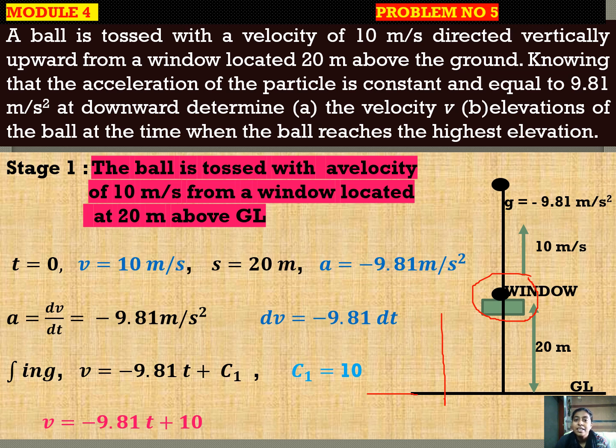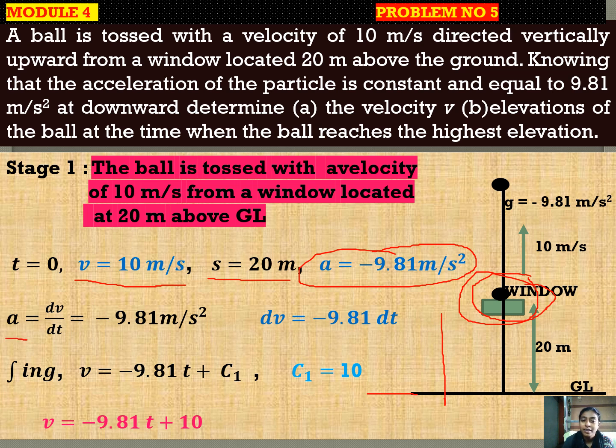Now, the acceleration of the particle is constant and it is equal to 9.81 meter per second square. The downward acceleration is 9.81 meter per second square, so we will take the upward acceleration as minus 9.81 meter per second square. We are asked to determine the velocity. The ball is thrown from the window with a velocity of 10 meter per second, so we take v equal to 10 meter per second when t is equal to 0. The starting distance is 20 meter from the ground level. Acceleration is minus 9.81 meter per second square.